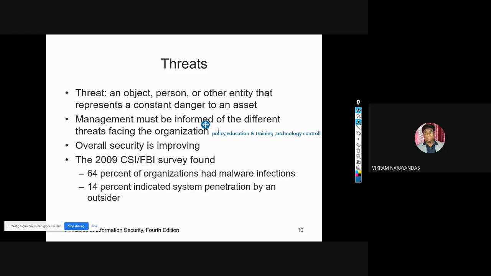So to make sound decisions about information security, management is forced to create policies and enforce them. Management must be informed of the different kinds of threats facing its organization. So they want to understand its applications, as well as the data and information systems.